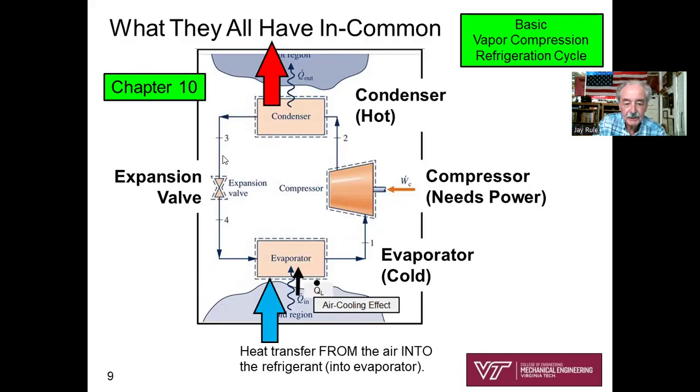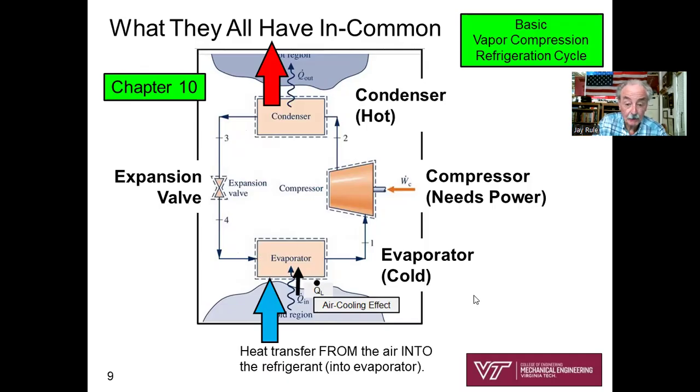Okay, condensed refrigerant comes out of the hot condenser. So state three is going to be hot, but it's going to be a liquid refrigerant. It goes through the expansion valve, high pressure to low pressure, and a really cold mixture comes out. That cold mixture goes into the evaporator section, and that's where you're going to get your cooling from.